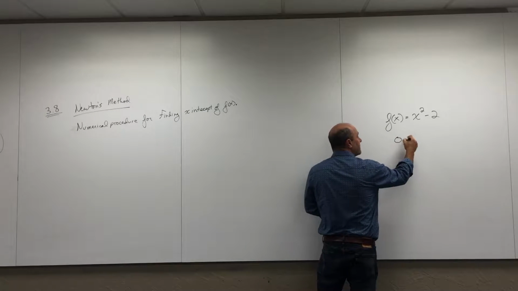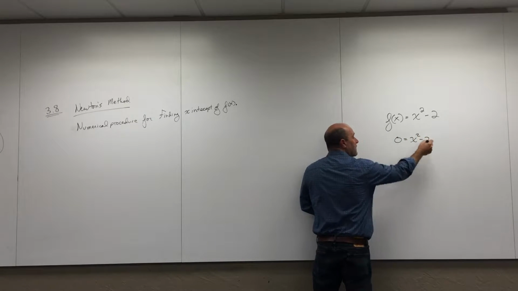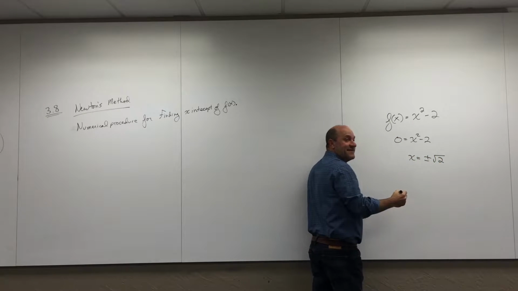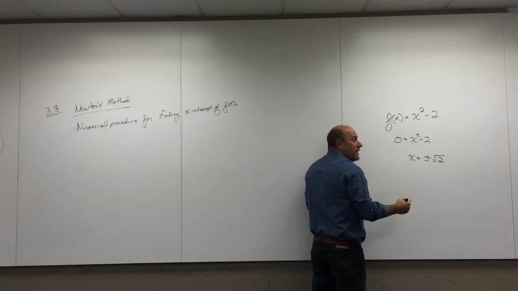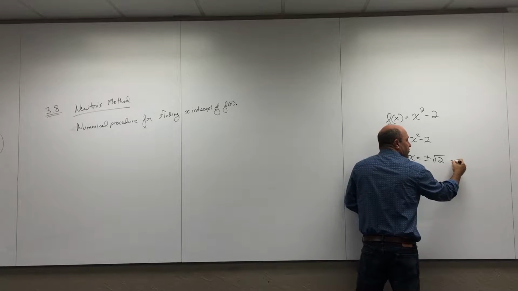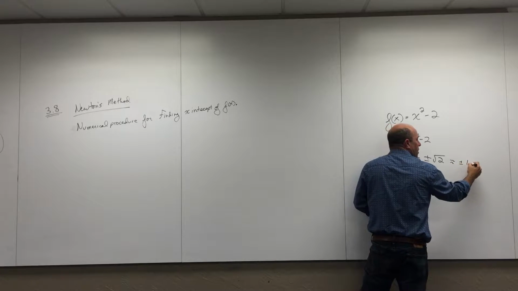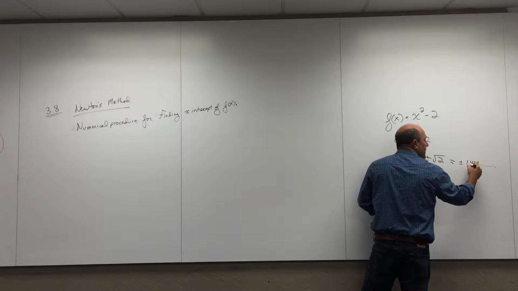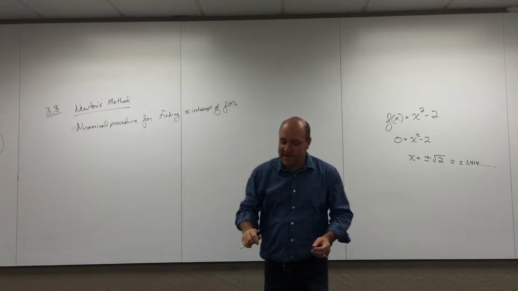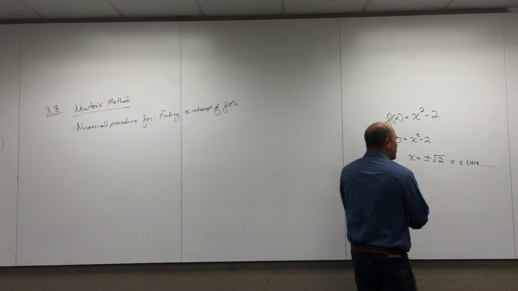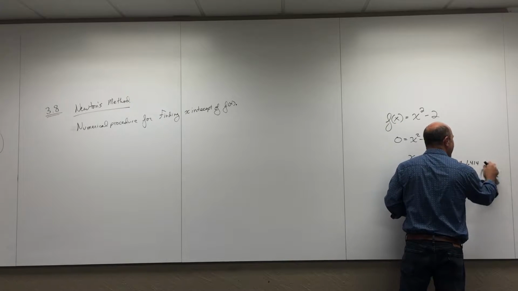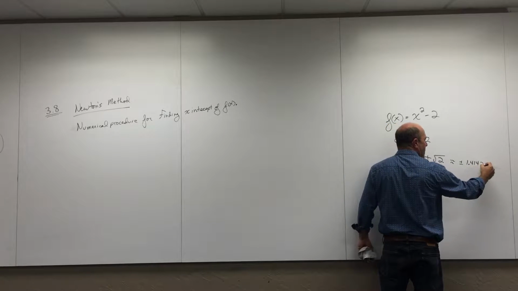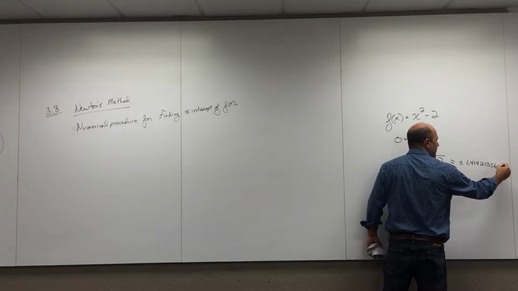What are they? Move the 2 over. Plus and minus the square root of 2. Is that what you guys said? Good. And by the way, that's approximately plus or minus 1.414, and so on. Actually, can you tell me what that is? What is the square root of 2? 1.414, 213562. All right, thank you.